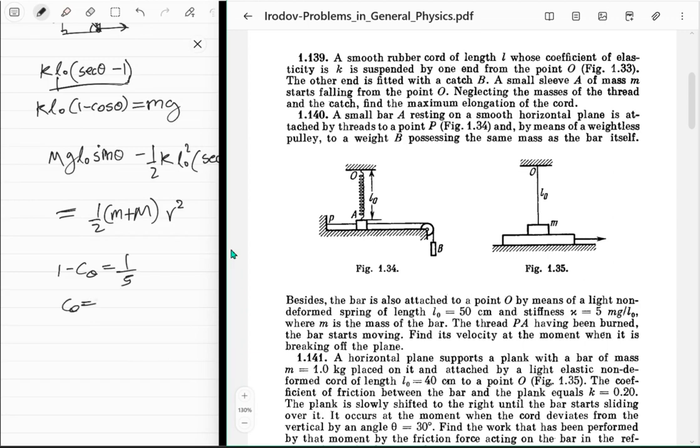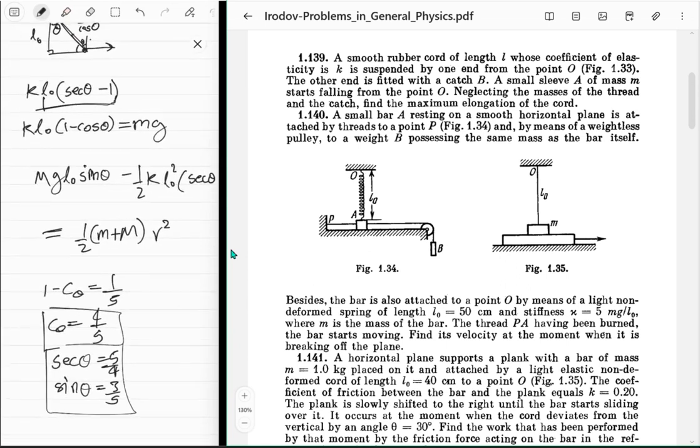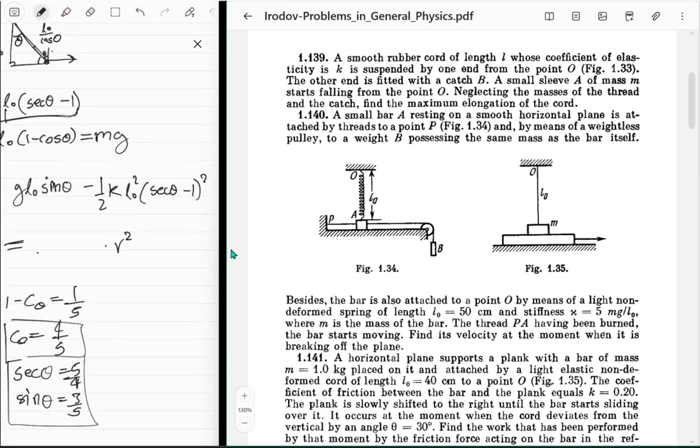So cosine theta is just 4 upon 5, so secant theta is 5 upon 4. Sine theta is 3 upon 5. Cool, we got the whole family. And capital M is the same thing as small m, so just put that in there. Now it's just 2 times small m. That's gone. Wow. This upon m, I guess.